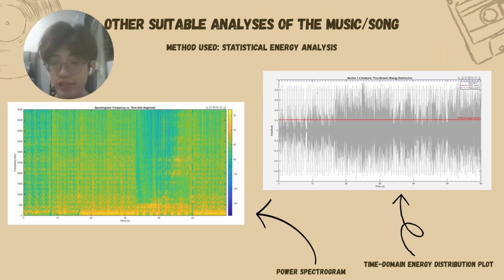Alright, so this is the MATLAB output that we get about the power spectrogram, also the time domain energy distortion plot. To bridge the gap between the time and frequency observation, the power spectrogram is needed. The resulting spectrogram shows that the high intensity, which is the yellow color region, is at the bottom of the frequency axis and is centered around 86.13 hertz.